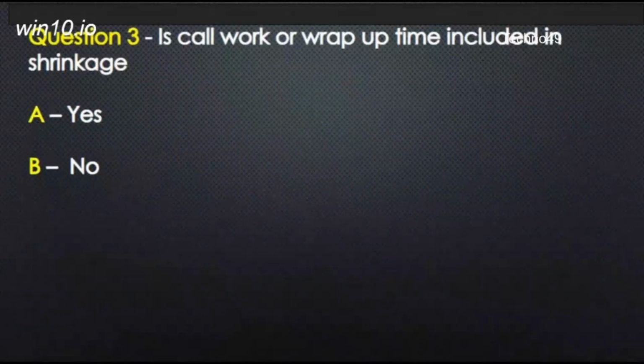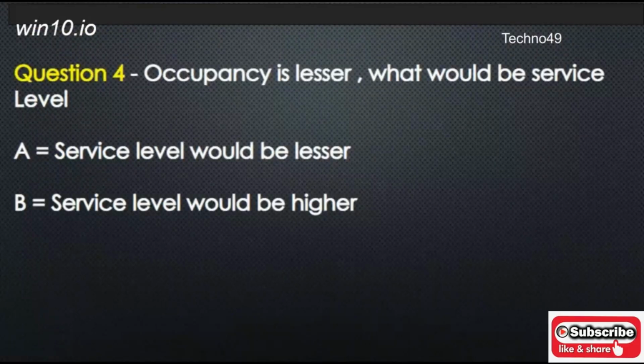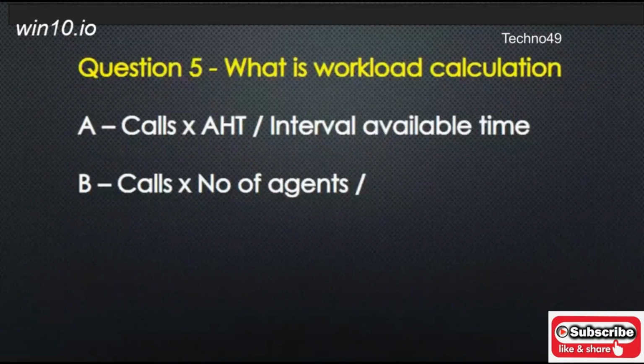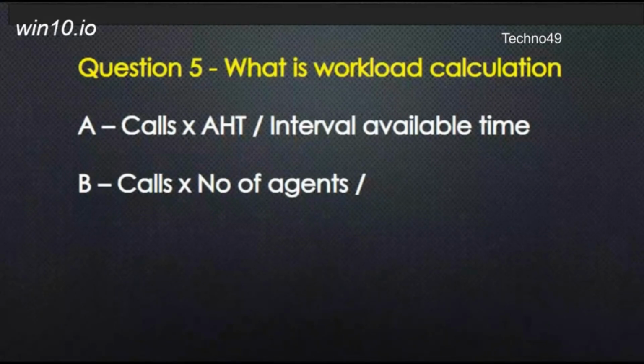Question number 3. Is call work or wrap up time included in shrinkage? A, yes. B, no. Question number 4. Occupancy is lesser. What would be service level? A, service level would be lesser. B, service level would be higher. Question number 5. What is workload calculation? A, calls multiplied by AHT divided by interval available time. B, calls multiplied number of agents.